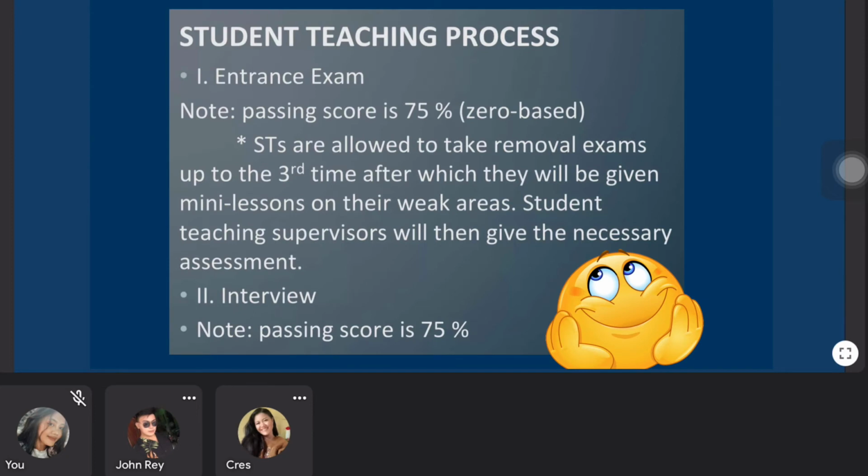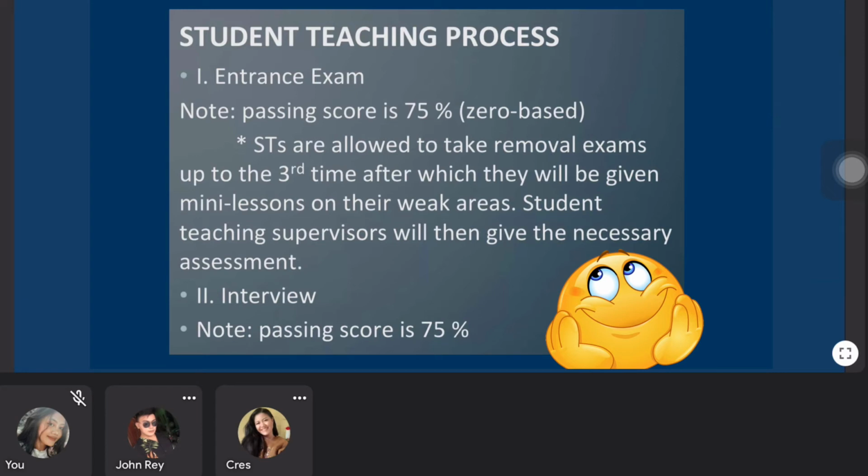So student teaching process, we have entrance exam. Okay, note that passing score is 75%. This is zero base. So STs are allowed to take removal exams up to the third time, after which they will be given mini lessons on their weak areas. Student teaching supervisors will then give the necessary assessment. So if we fail for the coming exam, we are given a third time. Removal exams for the third time.